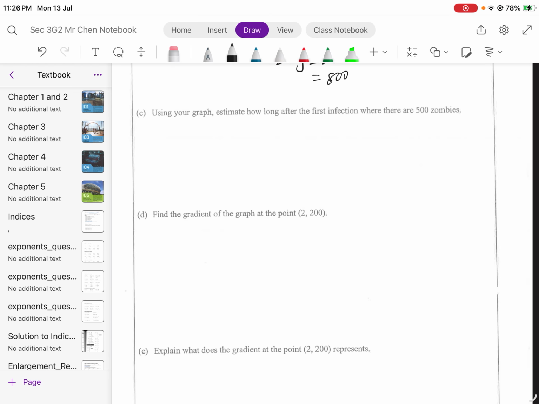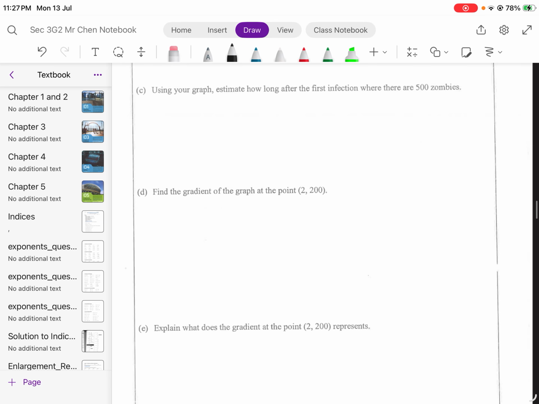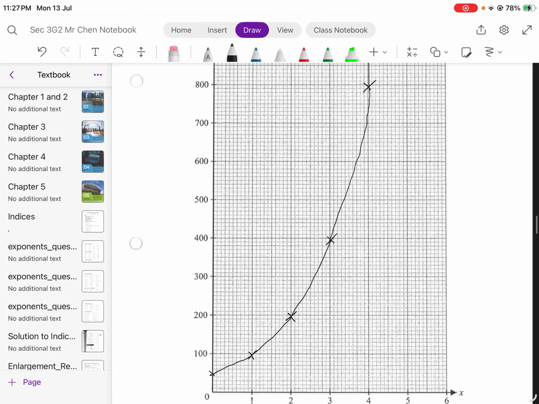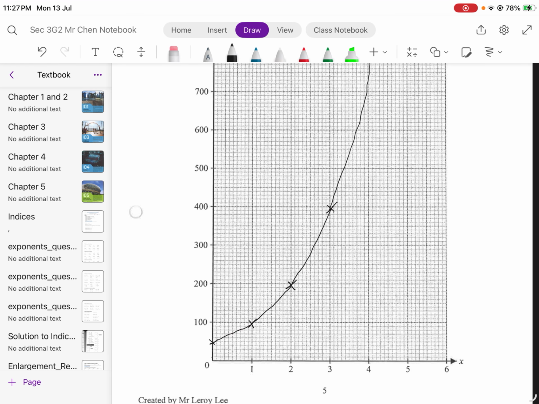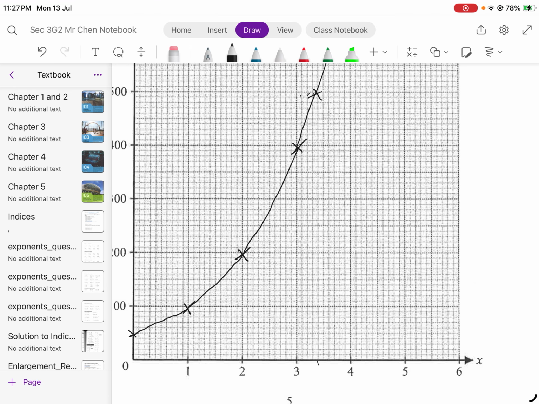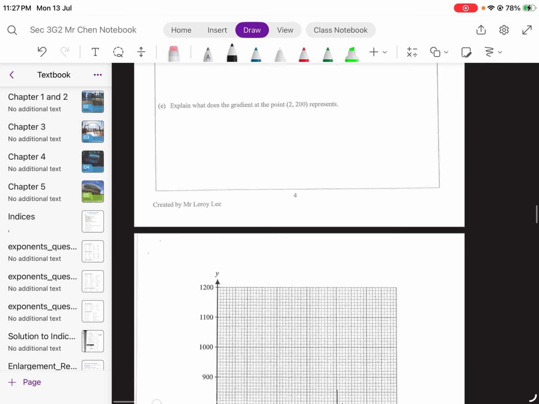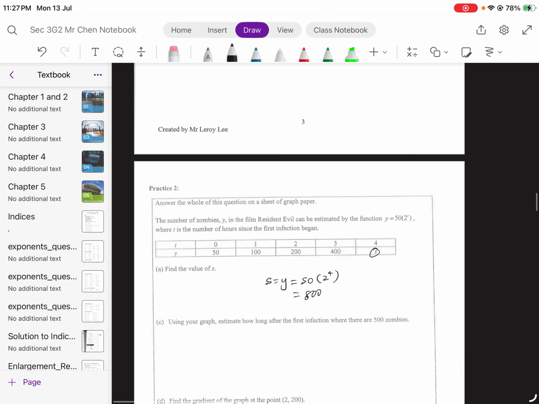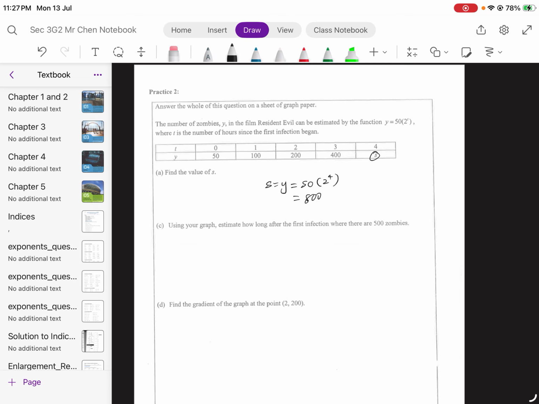Estimate how long after the first infection there are 500 zombies. 500 zombies will be here. My estimate is going to be off because my curve is really bad. So it's like 1, 2, 3, 4. 3.5. This is the midpoint, right? So 3.5, so 3.4 hours.